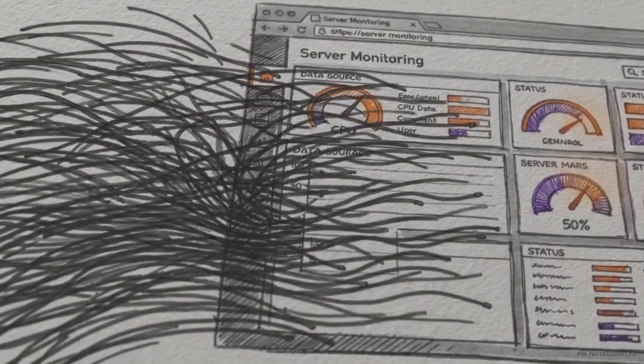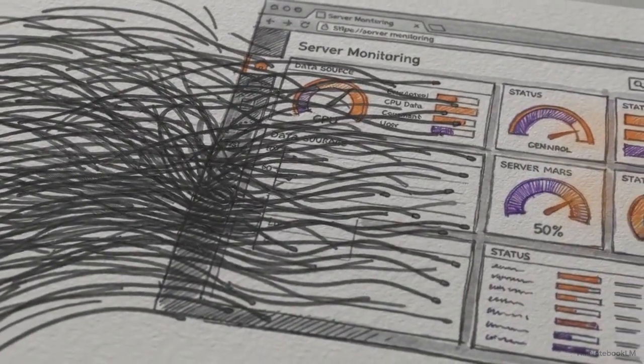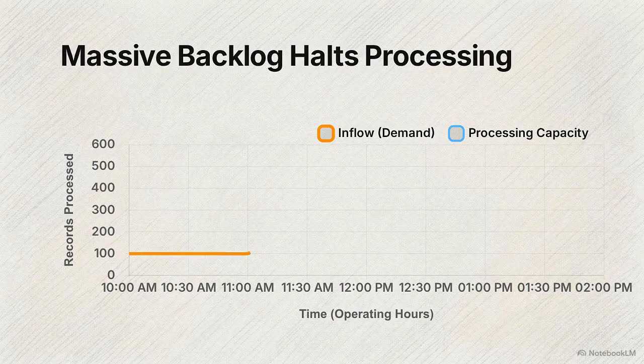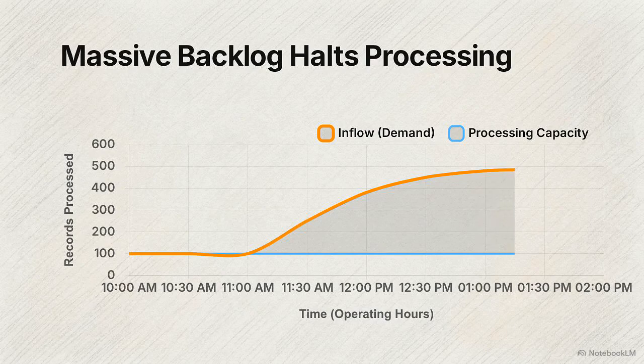Suddenly, the volume of data entering the system doesn't just increase, it surges. The once smooth process begins to crawl. What used to take minutes now stretches into hours, creating a massive backlog that the system can't clear.